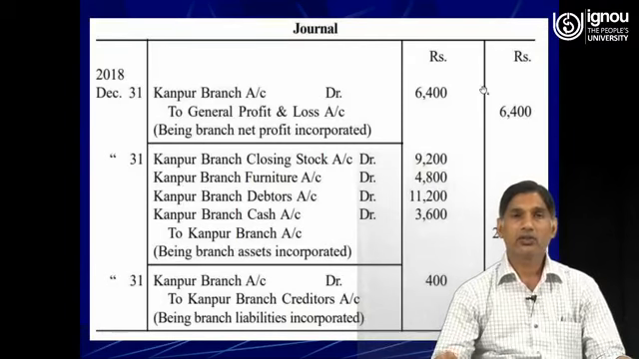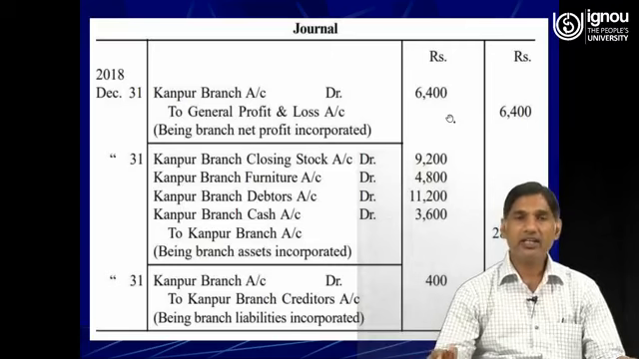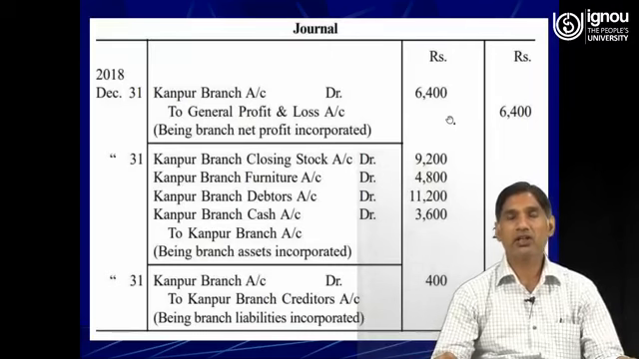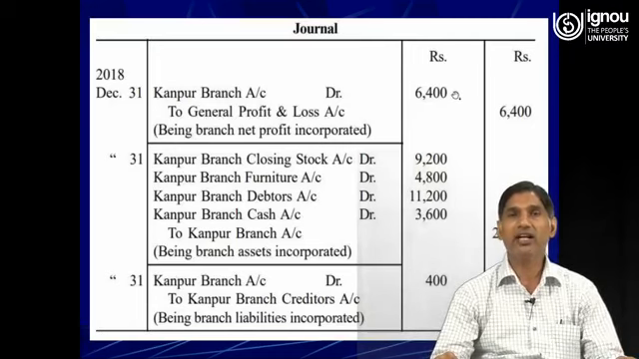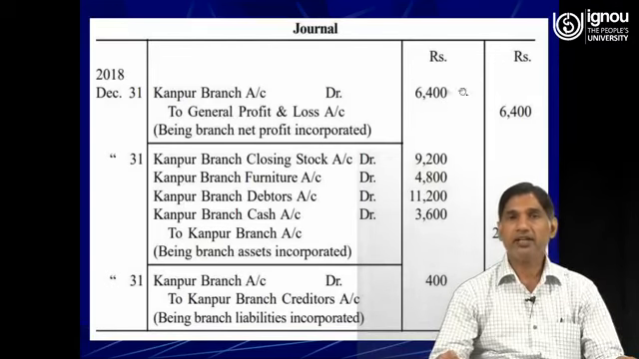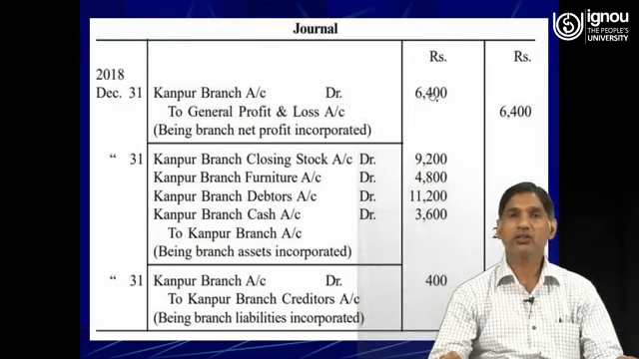So here, as I have made very clear to my learners, in case of abridged incorporation, only a single entry pertaining to the net profit or net loss is recorded. So here in this question we have a net profit of rupees 6,400. So only for this net profit the journal entry will be prepared, and the journal entry would be Kanpur Branch Account debit to General Profit and Loss Account 6,400.